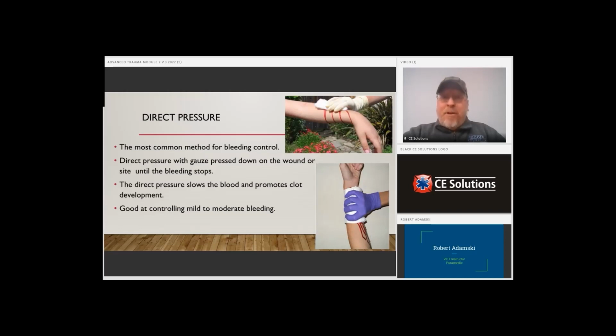If you need to, and it's appropriate, and you need your hands to provide other treatment, you can actually put your knee into it. Step on the wound, lean on the wound, kneel on the wound, whatever you need to do to apply that direct pressure. But typically, we're going to apply it with two hands and lean on it with all of your weight, just like you were doing CPR. That's the best way to apply direct pressure.